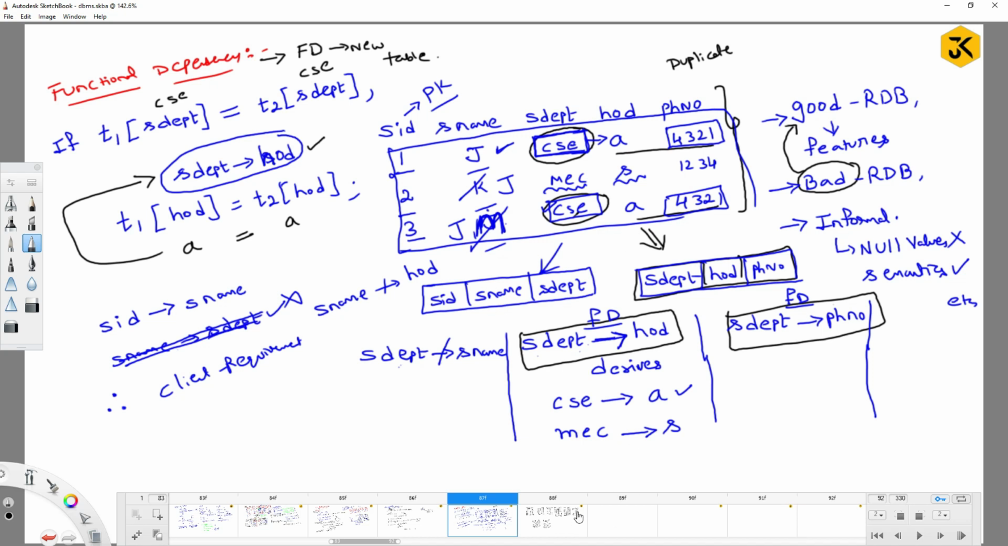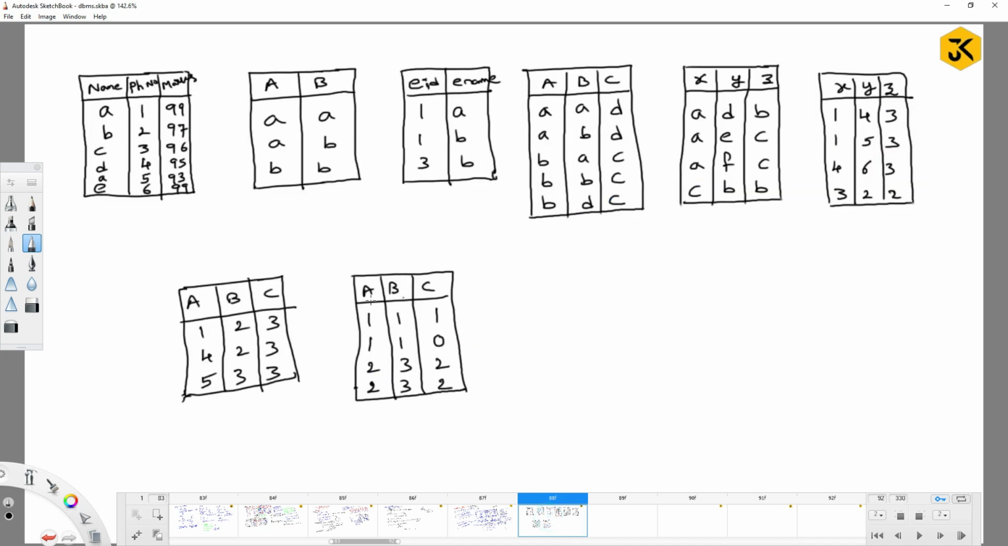Right? So let's see a few examples. How can we say whether they are functionally dependent or not? Right? For example, let us take, I am giving some numbering here. Define the first one: name determines phone number, or is phone number functionally dependent on name?